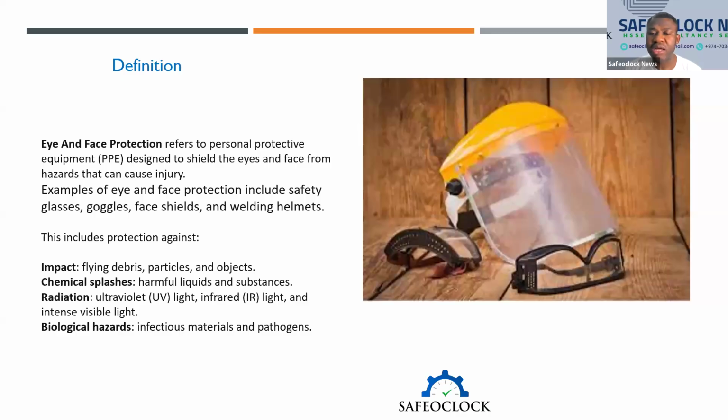Another protection is against radiations. UV radiations, even infrared radiations, can be protected against with the use of face and eye protection. We can also obtain protection from biological hazards, such as infectious materials and pathogens, especially in hospitals or settings where biological hazards are present. Face and eye protection will protect you from contact with these hazards.